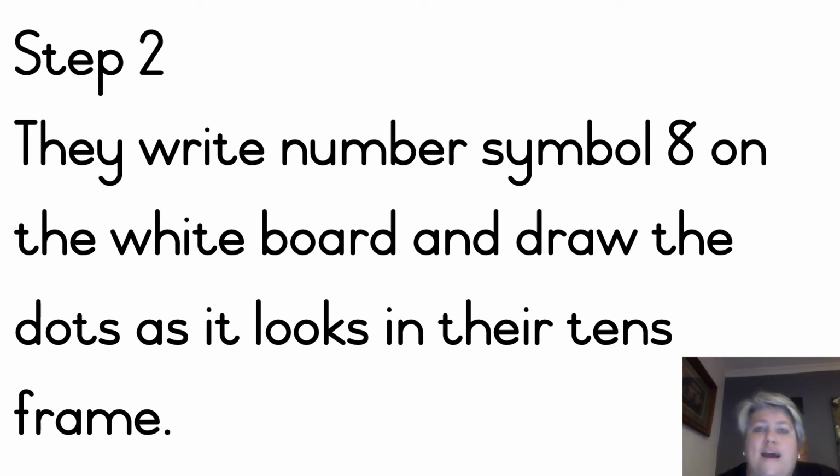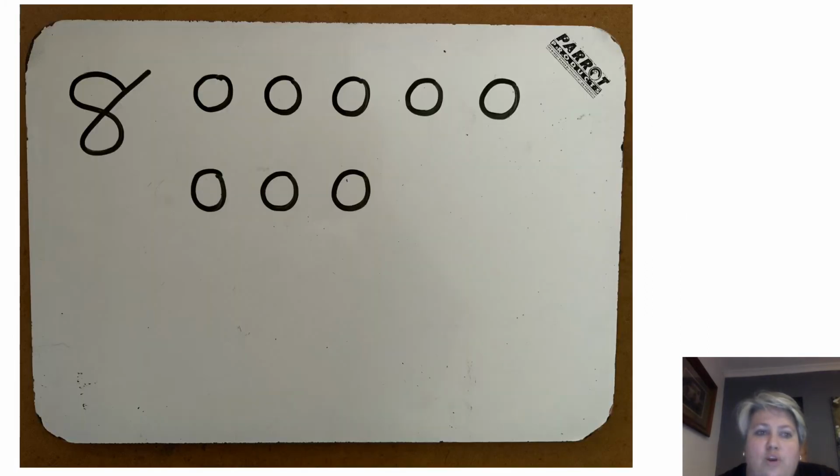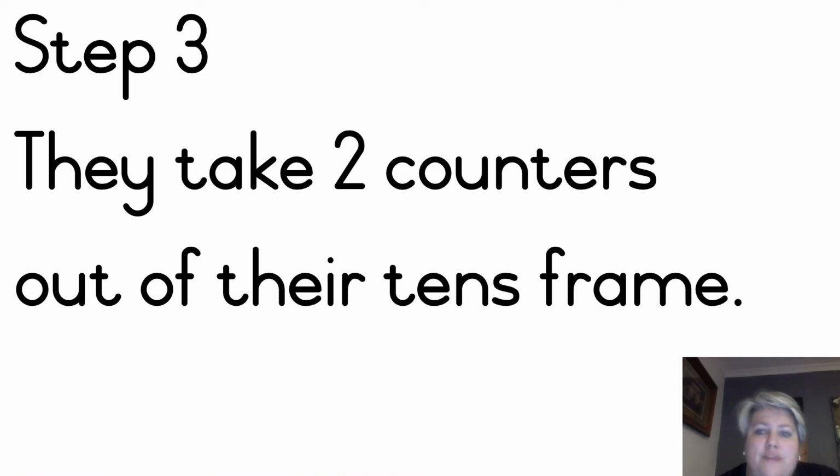Then step 2. They will write the number symbol 8 on their whiteboards, and they will draw the dots just as they see it in their tens frame. It's very important that the dots must be exactly the same as the picture that they saw in their tens frame. And this is how it will look. It will be the row of 5 at the top and then the 3 at the bottom with the number symbol 8 over there.